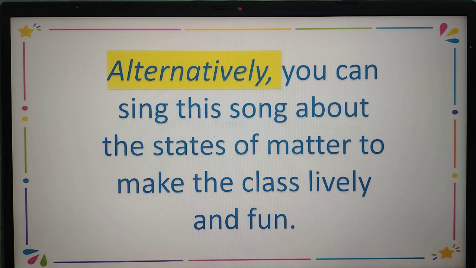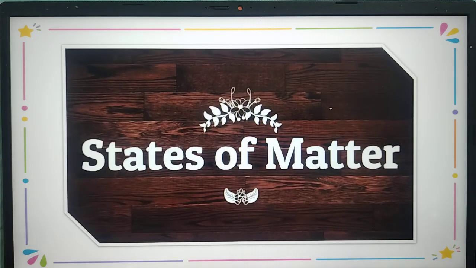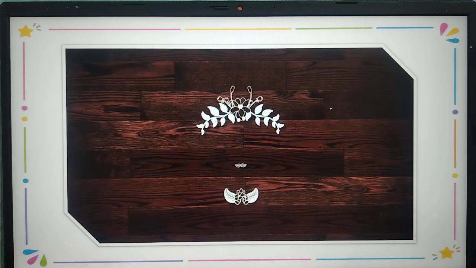Alternatively, you can sing this song also for the states of matter. Okay, so we have here the States of Matter song.